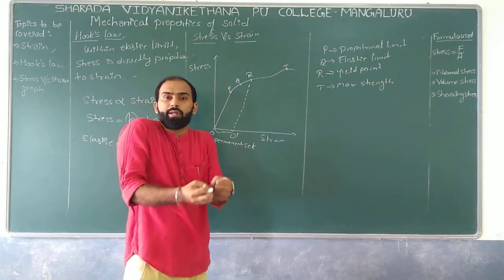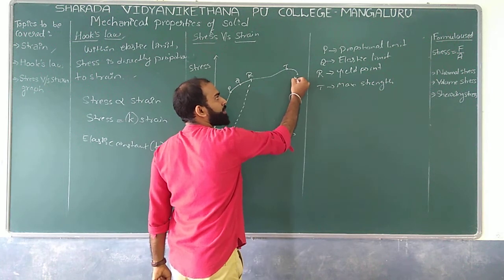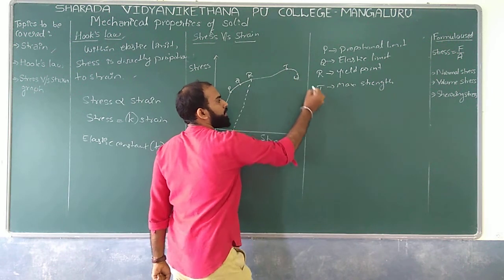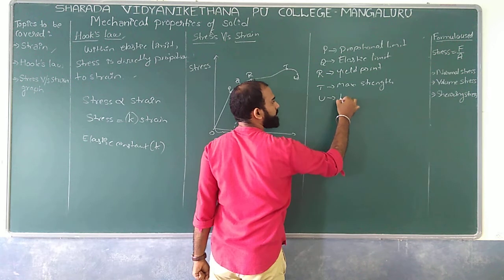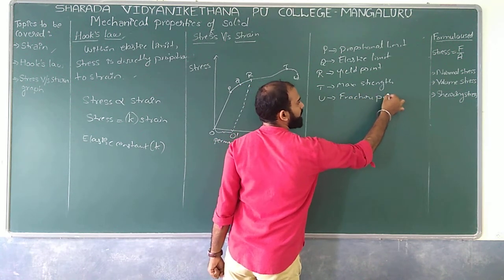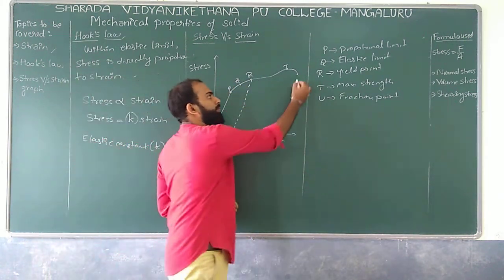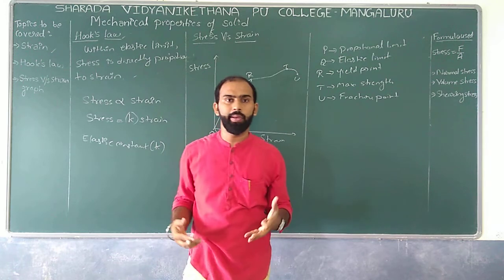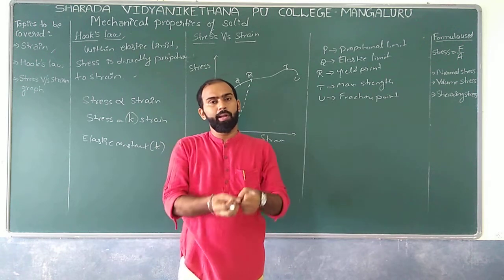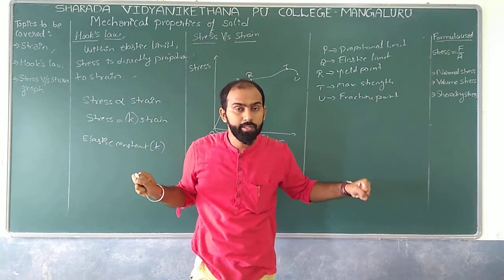Now, if I further extend more, what happens? It is going to break. That point is called as U over here. U is called as fracture point. Where U is called as what? Fracture point. What do you mean by U, by the way? Correct? Now, if you apply more force, if you stretch more, what happens? It is going to break.